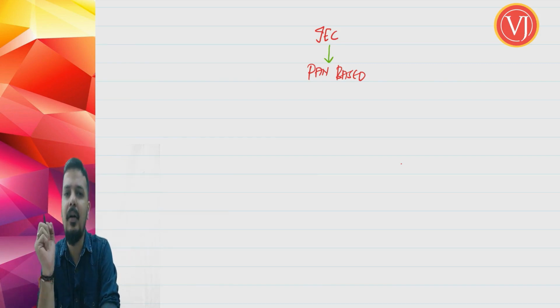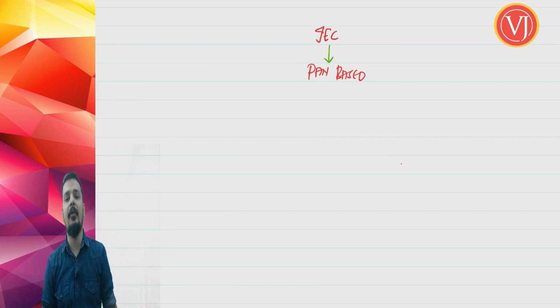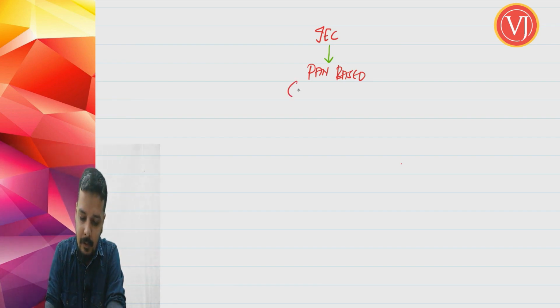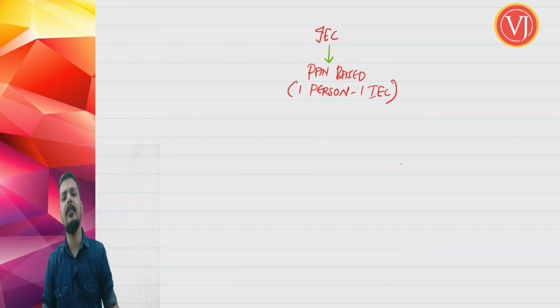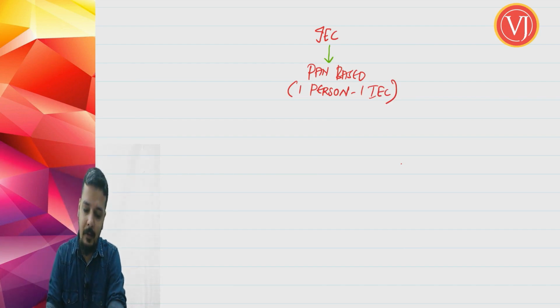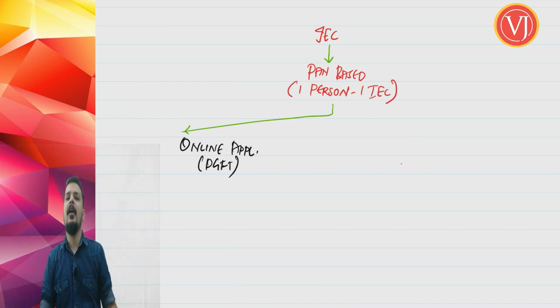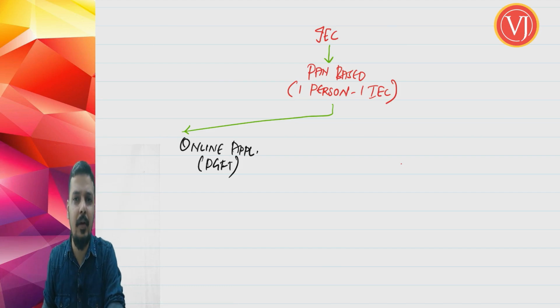So, it is a 10 digit number and it is totally PAN based, and one person, whether natural or artificial person, can have only one IE code. Right, so this point also you have to understand, one person can have only and only one import export code, not more than that. Now friends, when you talk about your application for your IE code, it is a fully online application to DGFT, your Director General of Foreign Trade. You have to follow the procedure mentioned in Handbook of Procedures Volume 1 by DGFT.